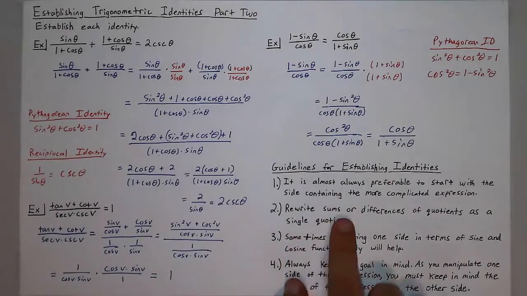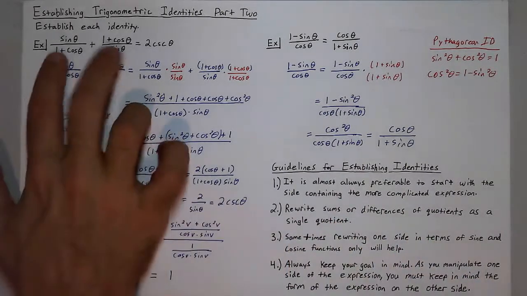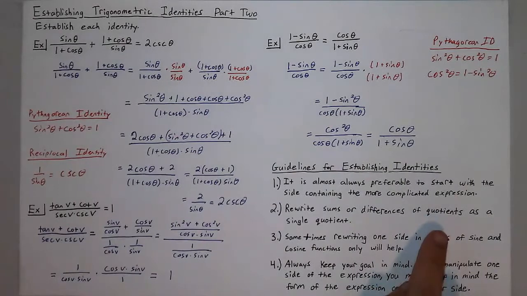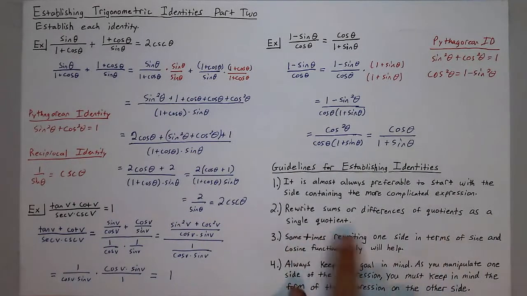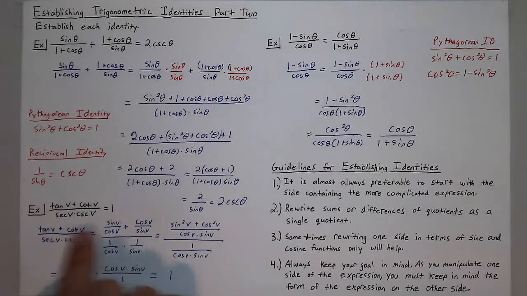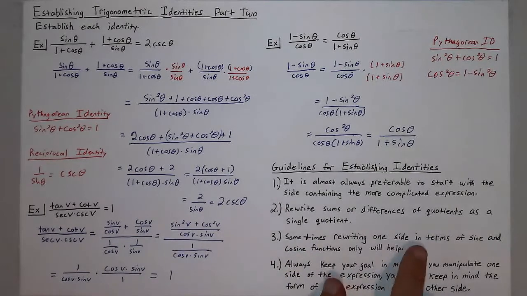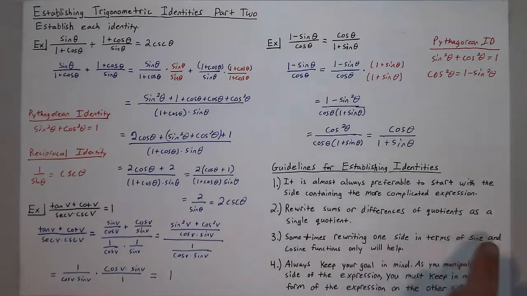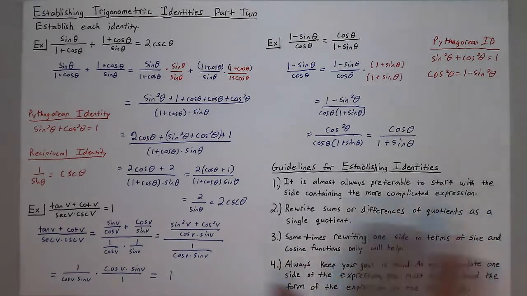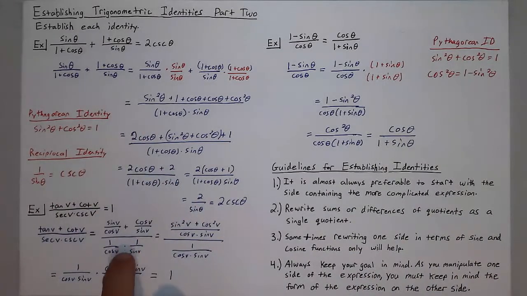Now, if you ever have sums or differences of quotients, like we saw here in the top left, finding a common denominator is the best way to get them down to a single quotient. We did it over here as well with tangent and cotangent eventually. And sometimes rewriting one side in terms of sine and cosine only will help. If you put in the sine and cosine only, it will usually help. You saw me use it over here, where I made everything sines and cosines, and that just helped me cancel out more things to get to my answer.